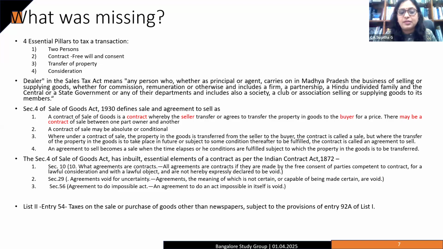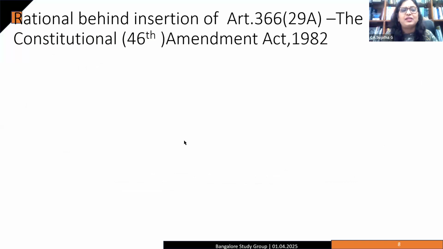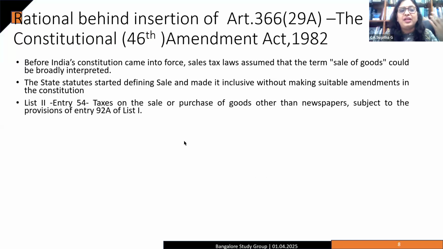So what the government decided in the 61st Law Commission, they recommended that there should be some amendment in the constitutional provisions with respect to entry 54. So they suggested, why they suggested? They said India's constitution, that means before the constitution itself, the Sales Tax Act was there. It did not expect, see, the law is evolving over a period of time. So new transactions are coming.